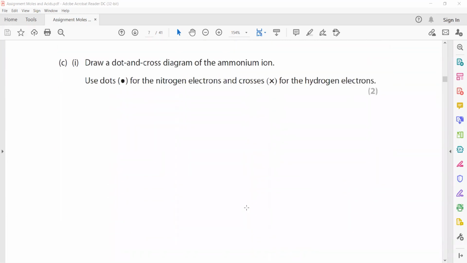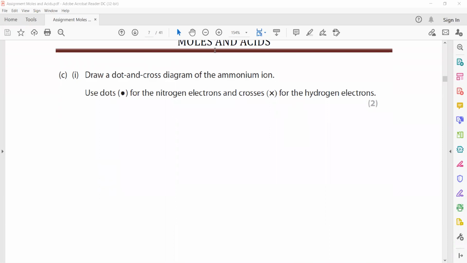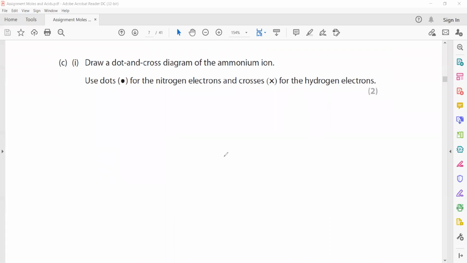Then draw a dot and cross diagram of the ammonium ion. Use dot for nitrogen and cross for hydrogen. So in the ammonium ion, there is a dative bond. So we have nitrogen, which belongs to group 5. So nitrogen has 5 electrons in the outermost shell. These are the electrons of nitrogen.